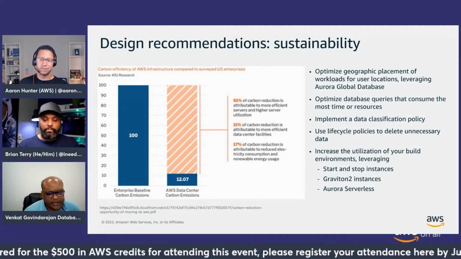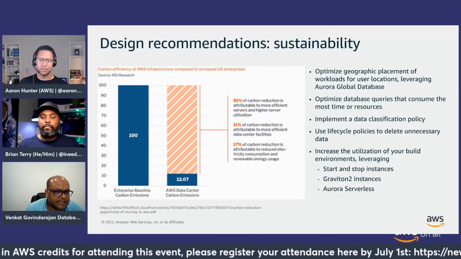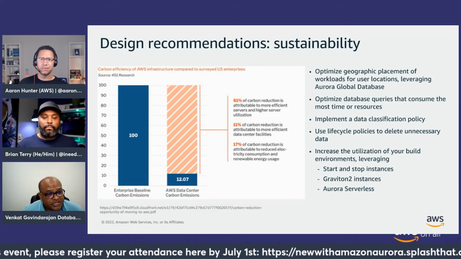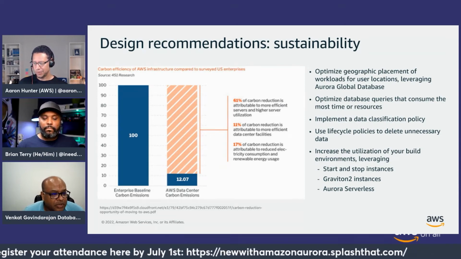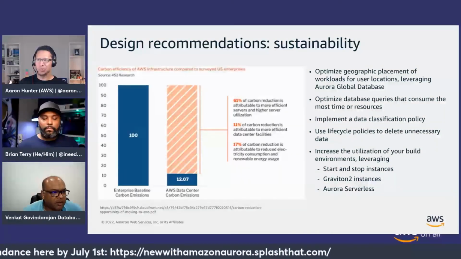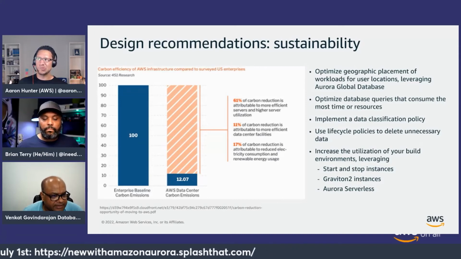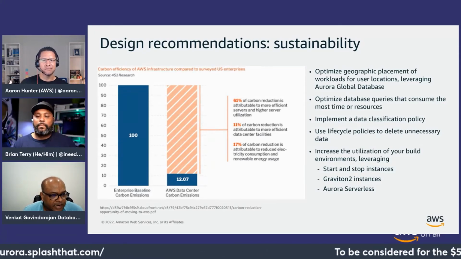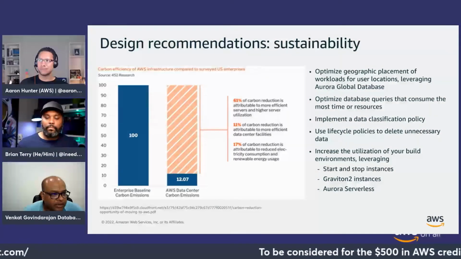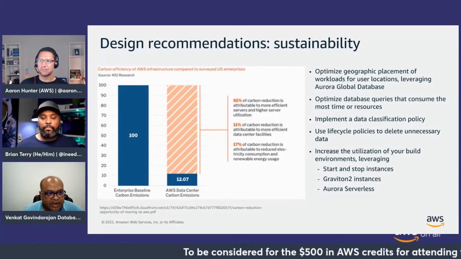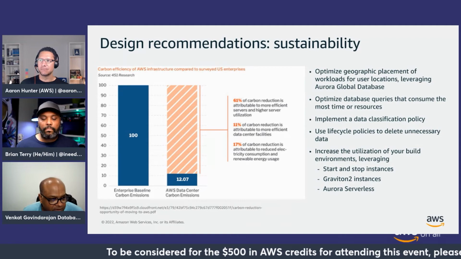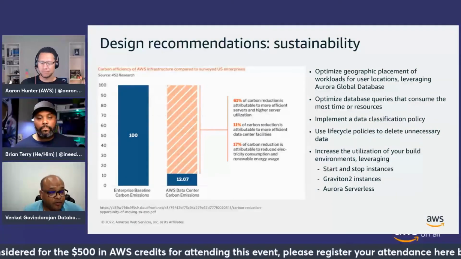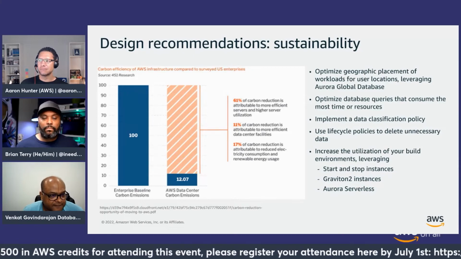If you look at the breakdown, 61% of it is carbon reduction attributed to efficient servers and higher utilization. We always talk about economy of scale in AWS, and it also applies to sustainability. Instead of me running 10 servers doing 10 independent jobs, if I can run the same jobs on one server, it reduces the carbon footprint by using fewer resources.